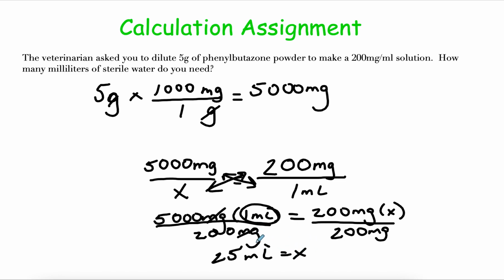So that's the answer to our problem. In order to make a solution with a concentration of 200 milligrams per mL, I'm going to add 25 milliliters of sterile water to 5 grams of phenylbutazone. Hope this helps.